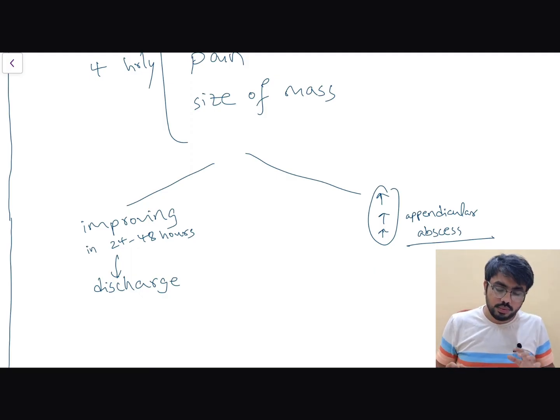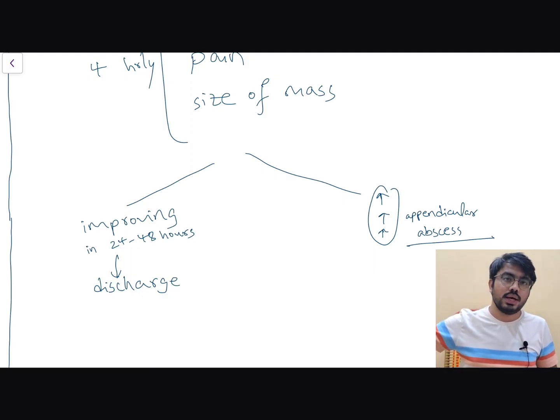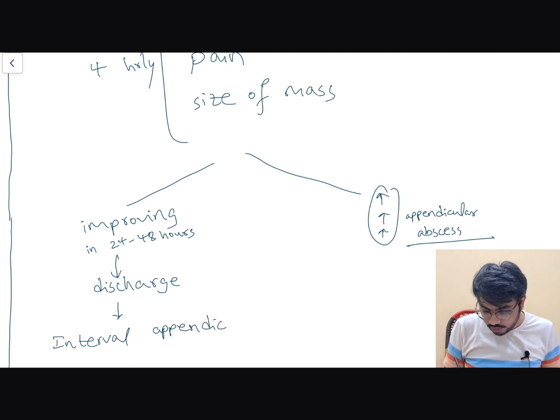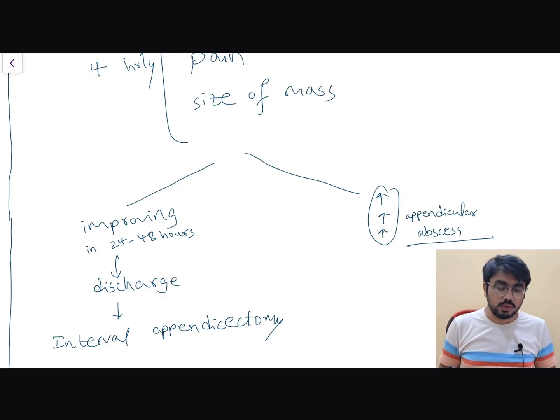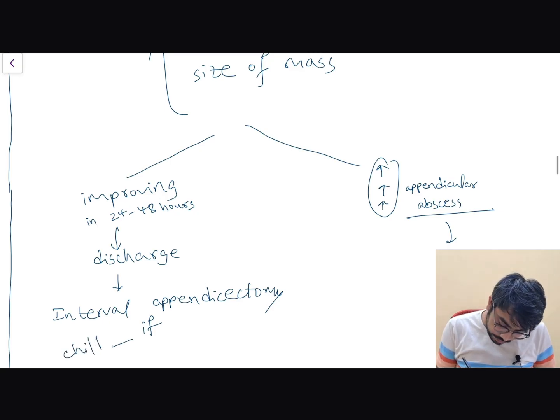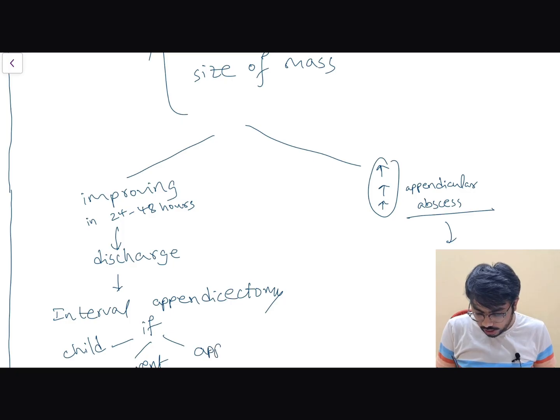Now, suppose the patient is improving, I send the patient home, but I have to perform an interval appendicectomy. Means at a later time I have to perform appendicectomy. Okay, appendicectomy I have to do. In every case, no. If and only if the patient is a child, or if it is a case of recurrent appendicitis, or if it is an appendicolith.